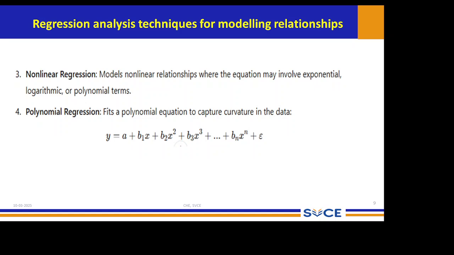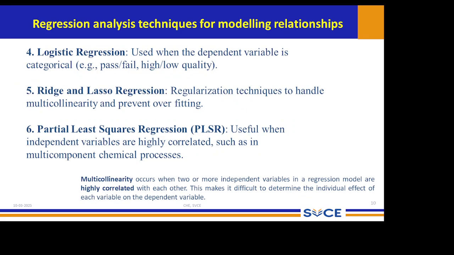Polynomial regression fits a polynomial equation to capture the curvature. Let's say the dependent variable y depends on x square plus x cube as powers. X is the independent variable, x square is the second order, x cube is the third order. So the dependent variable fits a polynomial equation. Then there are another 3 types: logistic regression, ridge and lasso regression, and partial least squares regression.